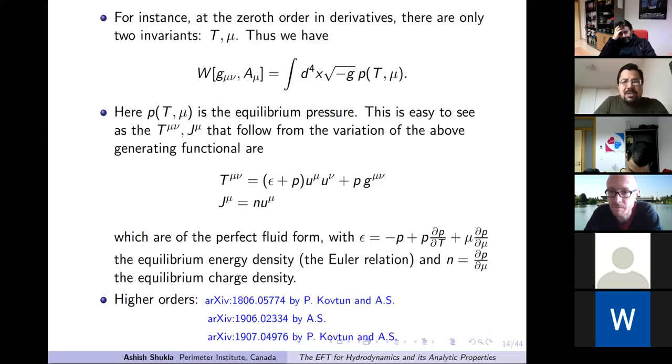So I would say that, for example, again, I haven't shown it here, but if you look at this generating functional and start constructing terms which are higher order in derivatives, then at first order in equilibrium, there's no term, but at second order, you find that there are 9 susceptibilities that will appear, which are new. Okay. I'll point you to these papers that appeared some time ago.